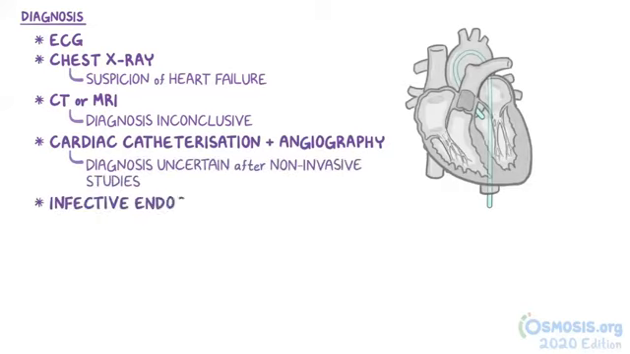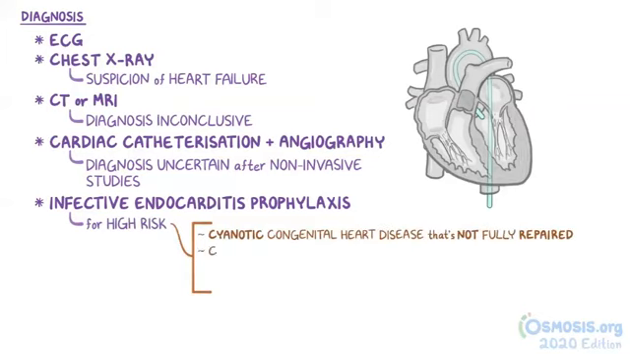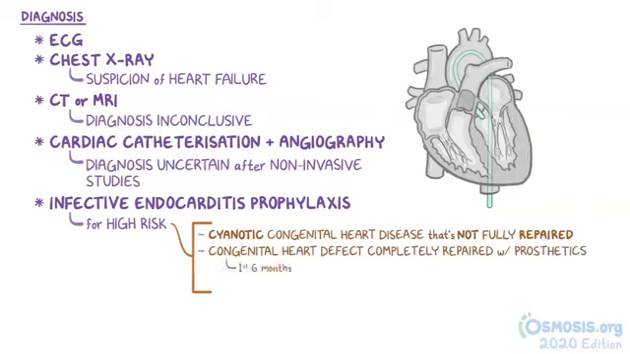Regarding infective endocarditis prophylaxis, it is recommended for high-risk individuals: those with a cyanotic congenital heart disease that has not been fully repaired, a congenital heart defect that's been completely repaired with prosthetic material or a device for the first 6 months after the repair procedure, or repaired anomalies with residual defects such as persisting leaks or abnormal flow.